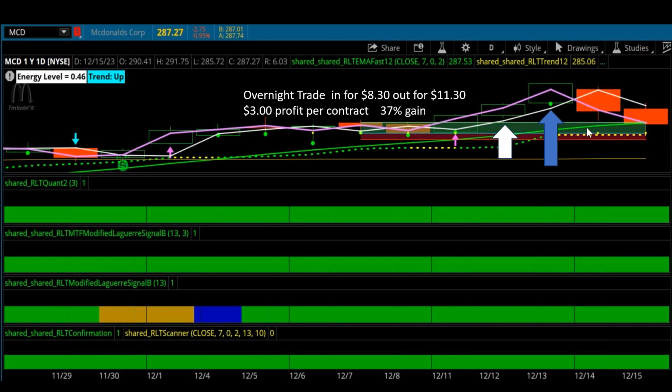And this shaded area right here is what's called a dynamic compression zone that the Compass system produces. And you see we broke out of it. That's when we took the trade, when we broke out of the dynamic compression zone and ran it up. Got in at $8.30 overnight in the afternoon, and got out at $11.30 the next morning, a 37% gain.